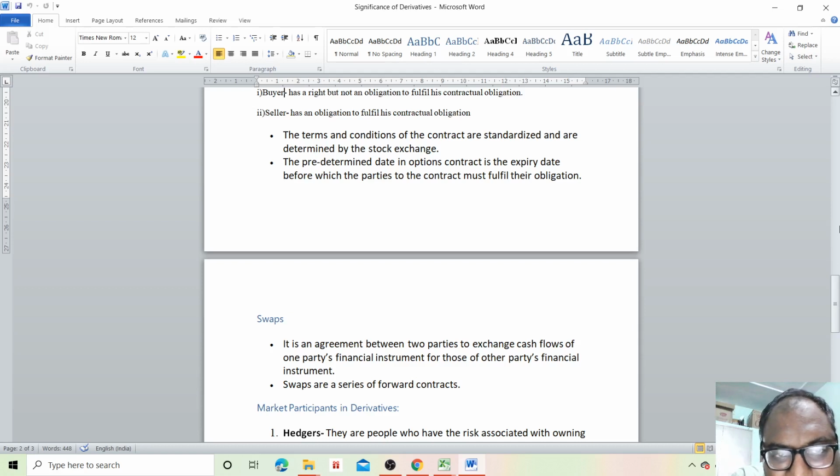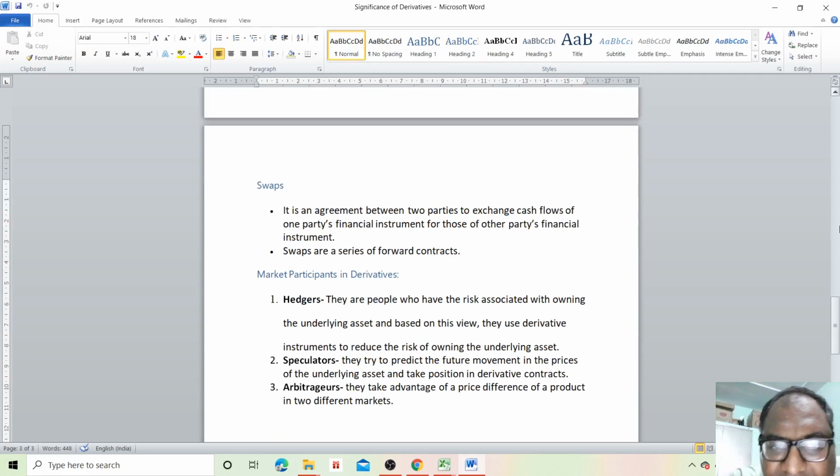What are the characteristics? The terms and conditions of the contract are standardized and are determined by the stock exchange. Next one, the predetermined date in options market is the expiry date, before which the parties to the contract must fulfill their obligations. Now swap. It is an agreement between two parties to exchange cash flows of one party's financial instrument for those of the other party's financial instrument. Swaps are a series of forward contracts.